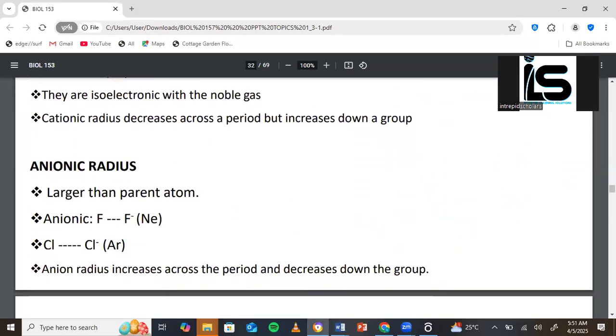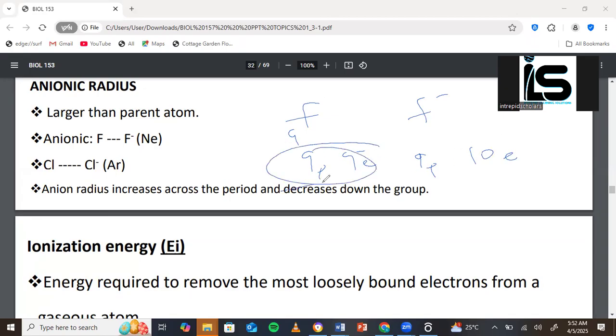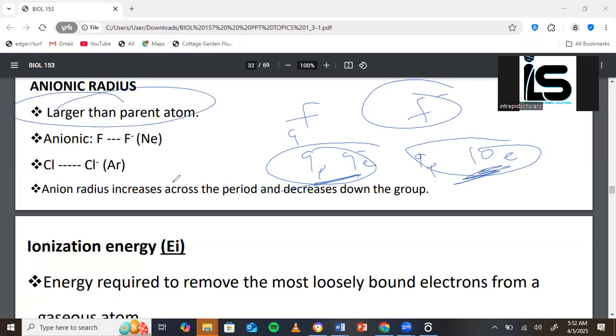Let's move on. Now, for anion, let me do this direct narration. Fluorine has 9 protons and 9 electrons in the neutral state. When fluorine becomes F minus, it has 9 protons, but 10 electrons because it has gained an extra electron. Now, 9 protons pulling 9 electrons is better than 9 protons pulling 10 electrons, right? So the electrons are not effectively pulled, and the anionic size is larger than the parent form, right? But all the trends will remain the same across the period and down the group, so we don't have to worry about that.